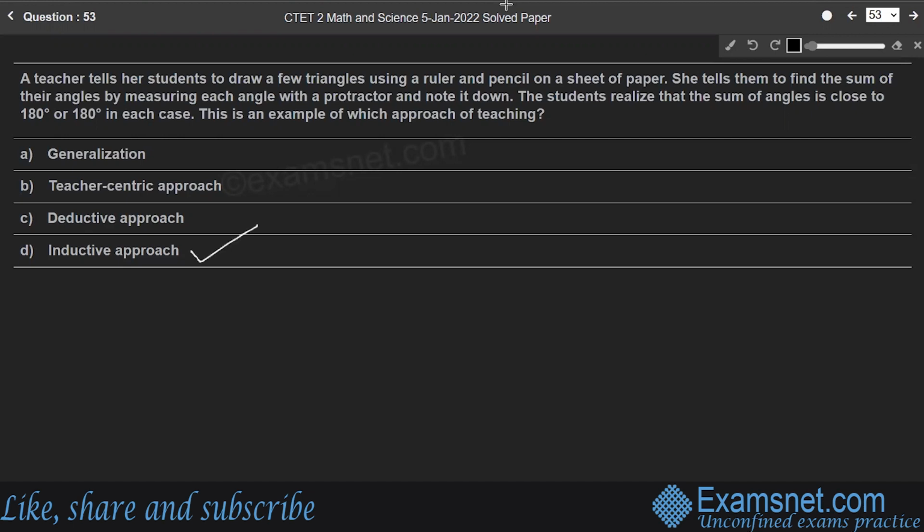It is one of the most used teaching methods where first many examples are observed, and in case the same result is obtained in every example, then the generalization or a rule is made and followed. Here the concepts move from concrete to abstract, known to unknown. Hence option D is the right answer.